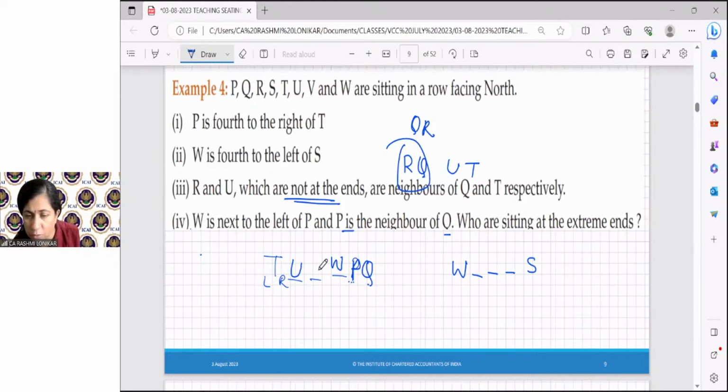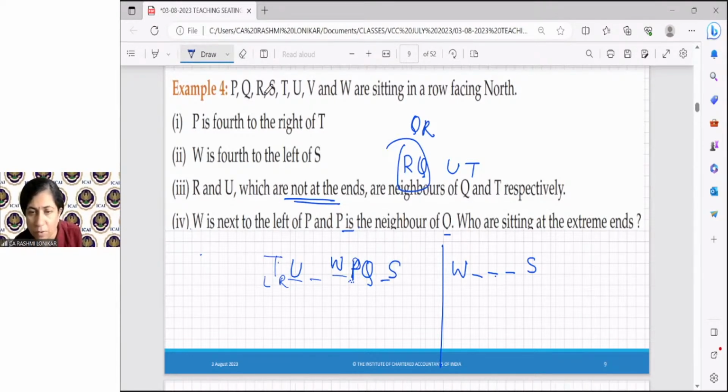Now I have T U dash W P Q. Now I must see, P is 4 to the right of T. 1, 2, 3, 4, 5, 6. Okay. Now W dash dash dash S. I have W here. 1, 2, dash dash S. Okay. 1, 2, 3. So, no, fourth. Sorry, 1 S less. So, W dash dash dash S.